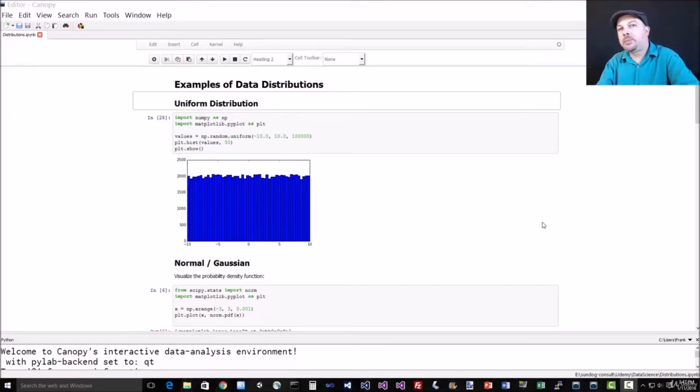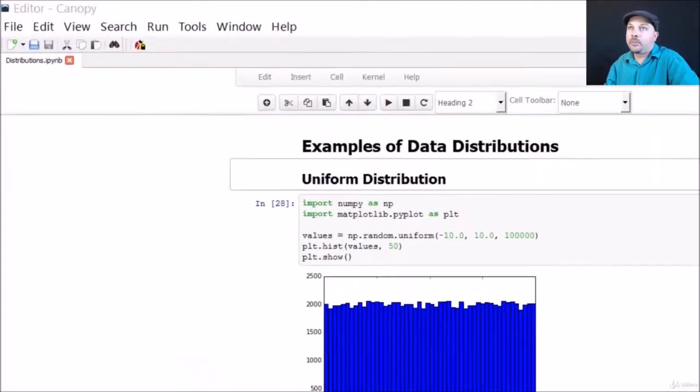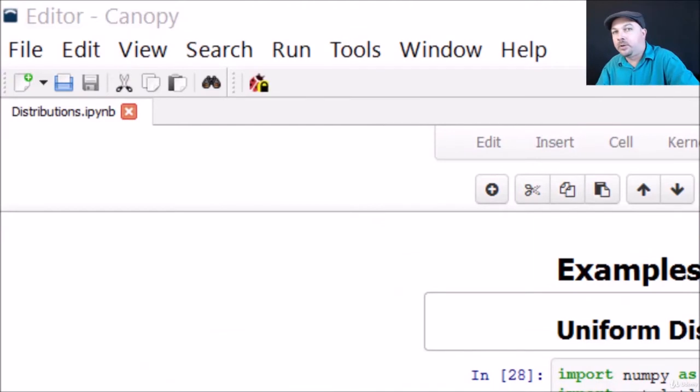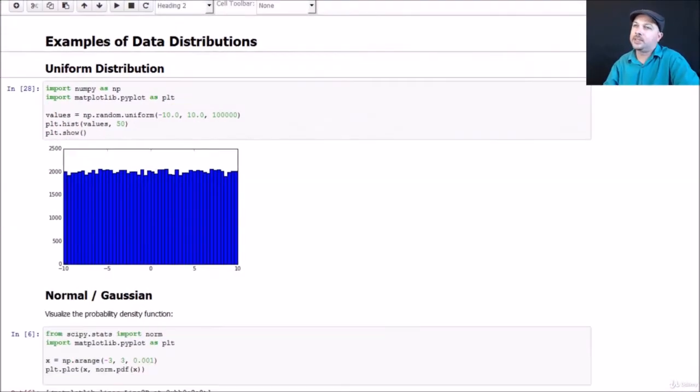Let's look at some real examples of probability distribution functions and data distributions in general, and wrap your head around a little bit more about data distributions and how to visualize them and use them in Python. So go ahead and open up the distributions IPython notebook file from the course materials, and you can follow along with me here if you'd like. Let's start off with a really simple example.